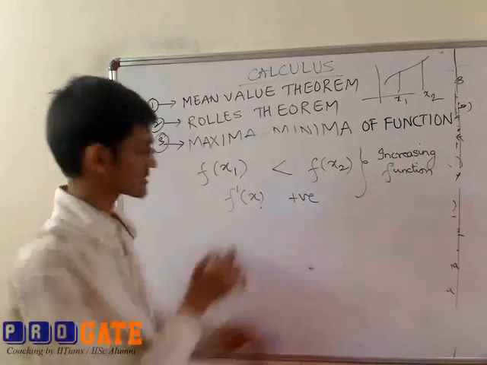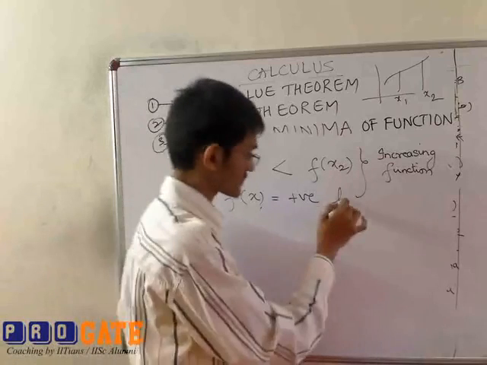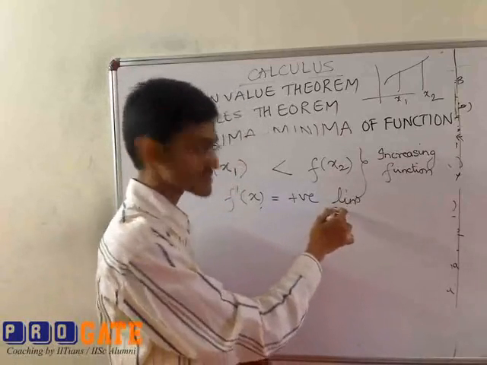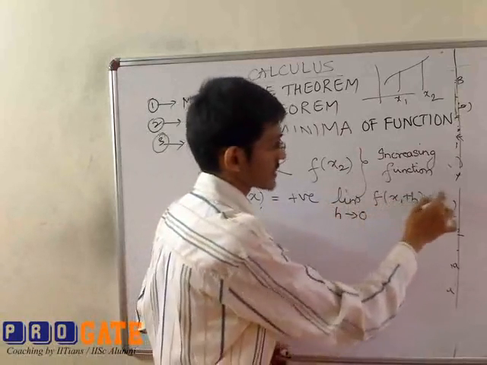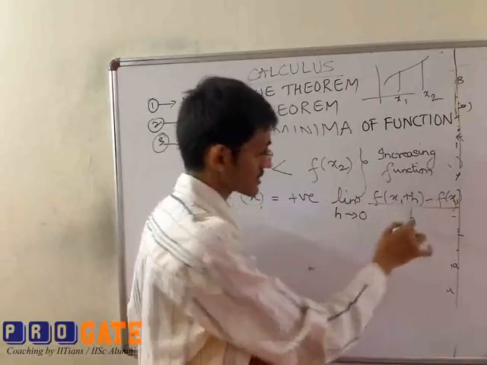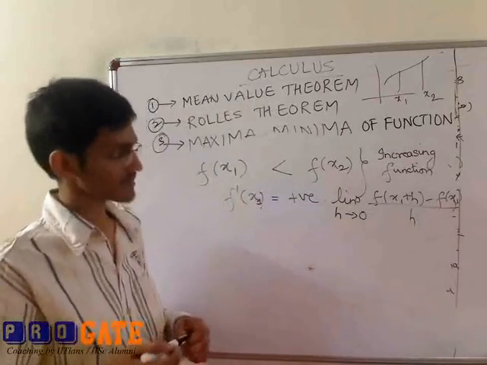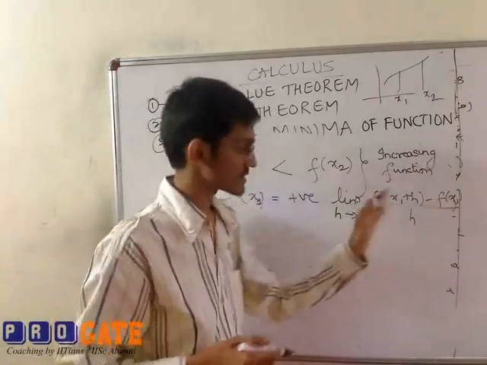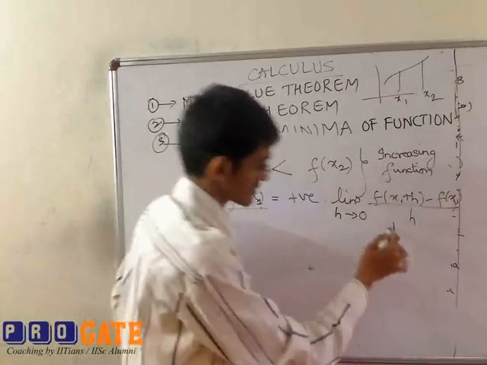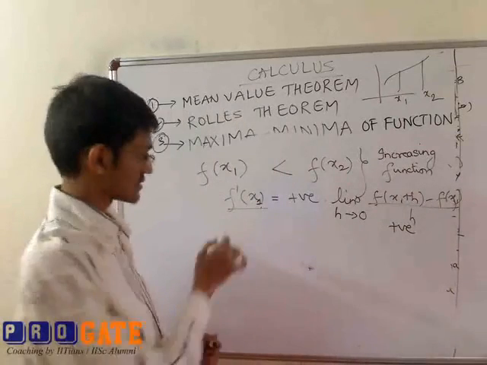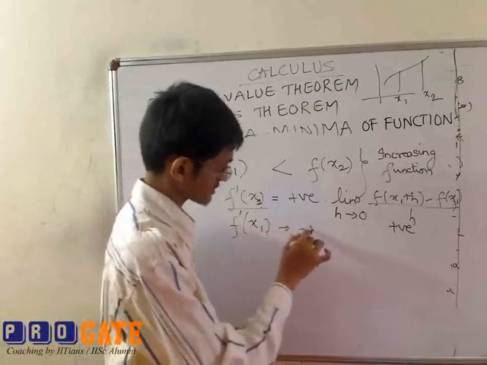Similarly for a decreasing function, because what is f dash of x? It is the limit of the forward point minus the backward point, limit h tends to 0, f of x1 plus h minus f of x1 upon h, which would be your f dash of x1. So if the function value is increasing, then f of x1 plus h would be greater, so f dash of x1 would be positive. Similarly for a decreasing function, your f dash of x1 would be negative.